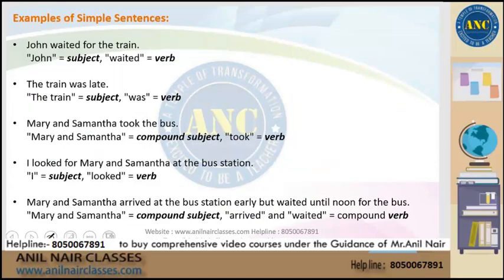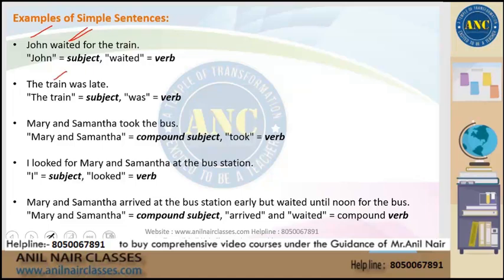Let's look at a few examples of simple sentences. John waited for the train. Now, who is the subject in the sentence here? John is the subject. What did he do? What was the action? He was waiting. So, that is the verb. It's a simple sentence. The train was late. What is the subject here? Train.